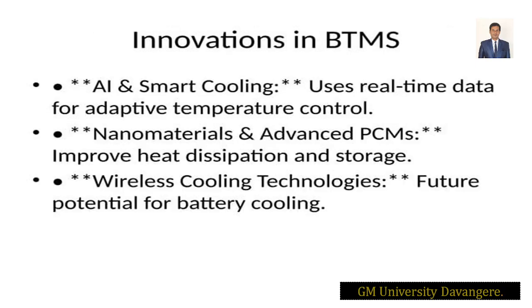All right. So what innovations should happen? Researchers have to make a lot of novelties in this, still in the BTMS, right? AI is ruling the world, and AI and smart cooling also make use of real-time data collection for controlling the temperature, and the accuracy of the batteries, right? And also we use nanomaterials for the PCM, and advanced PCM also has to be utilized.